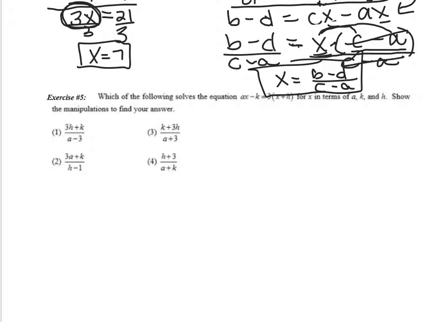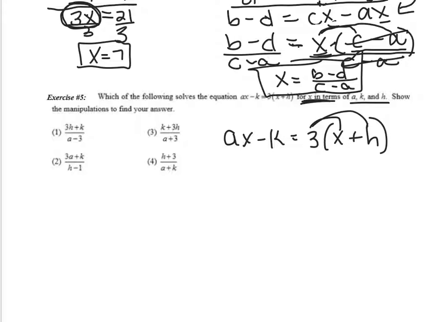Let's see if we can do another one where this is the case, where we have to do some undistributing to get the x by itself. We're going to solve for x in terms of a, k, and h. Let's come down here and rewrite this. Ax minus k equals 3 times the sum of x and h. Well, we've already learned that we distribute to get rid of parentheses, so even in a literal equation, we could do that. We end up with ax minus k equals 3 times x is 3x, 3 times h is 3h.